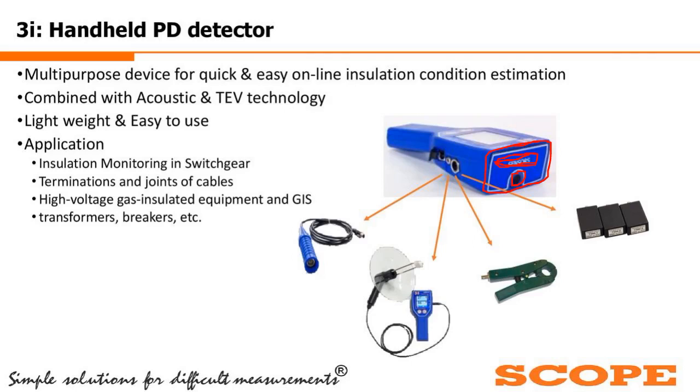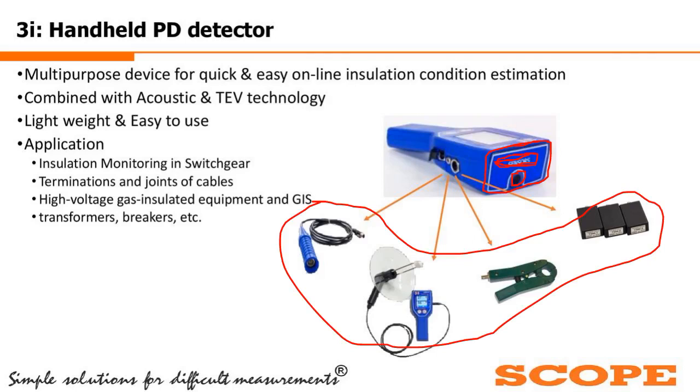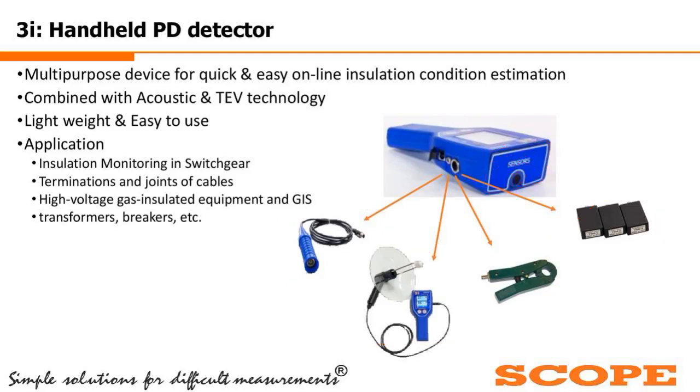So you can hold this instrument directly on the panel or some transformer body to get whether the acoustic or the TEV is happening or not. Or else you can attach any of these external sensors as shown over here, for increasing the measuring range or the usability of the product. It is very useful for switchgear, joints, cables. So it is all in one kind of a thing. Whatever measurements are possible with the help of acoustic and TEV, this kit can be used.